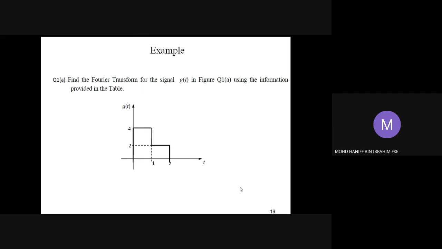I believe we have more than half an hour, so we're going to have a second quiz today on the Fourier series. We can start now. I have to show you the quiz question. I'm going to upload the question in Google Classroom now.